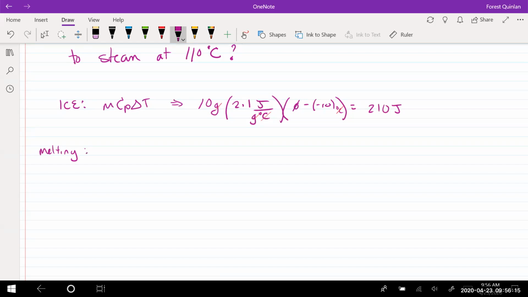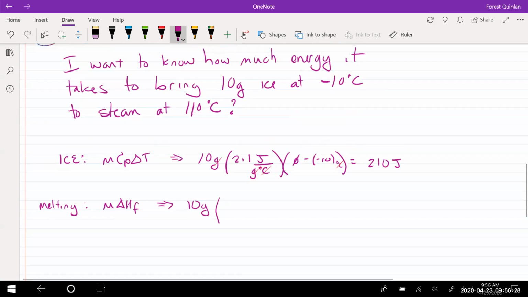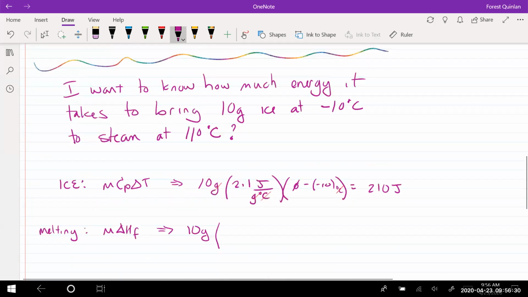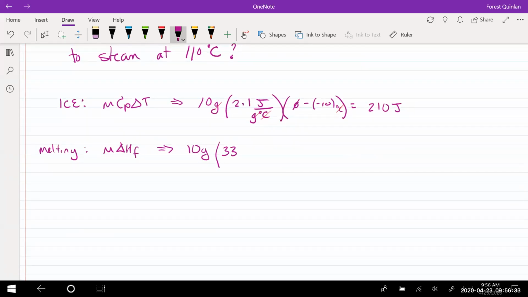So again, taking a look at our units canceling out, 210 joules. So melting is an M delta H of the fusion. Now our mass shouldn't change, so that should still stay at 10 grams. Our delta H of fusion was 334 joules per gram. Notice that in this, again, no temperature difference, and that's okay because at the end of the day, we should figure out the actual heat that we're using. And if we do that, we will end up with 3340 joules.